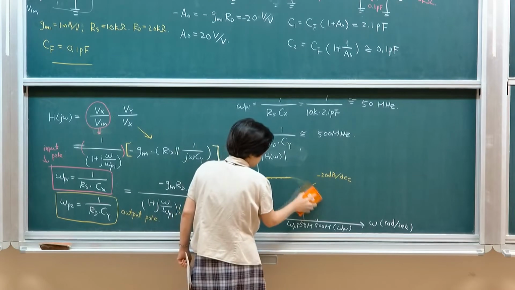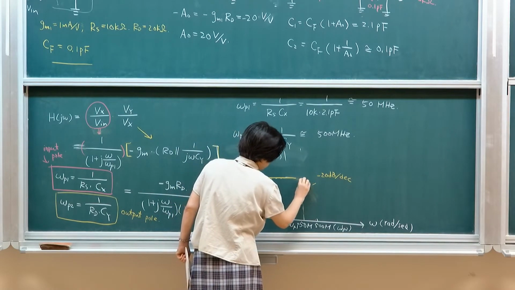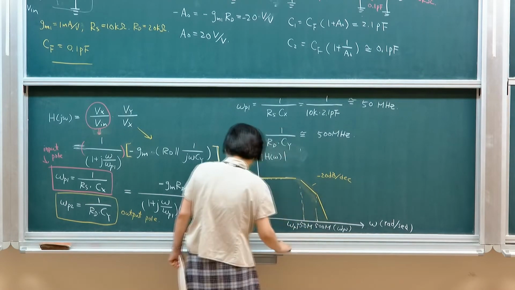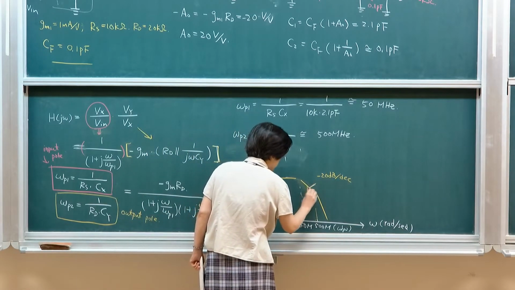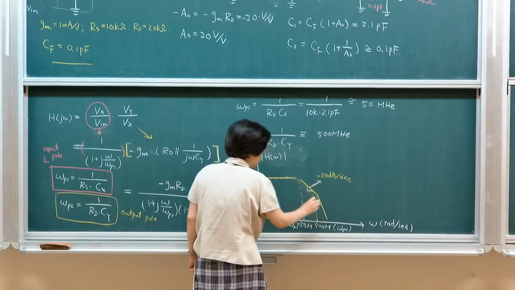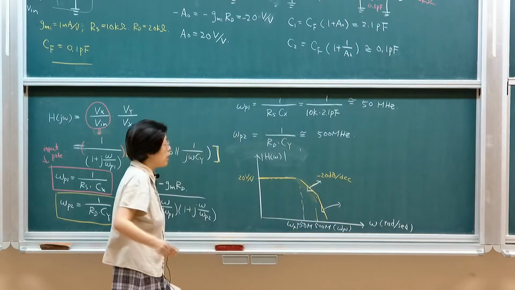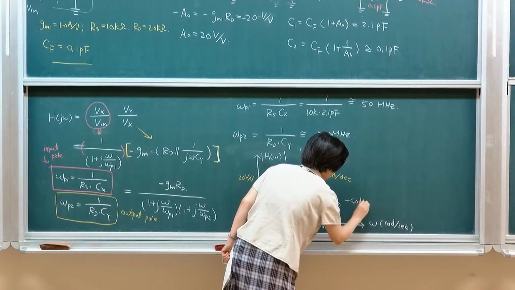Let me try not to move. You start with this, and then you have a slope. And then once we hit another one, it becomes sharper. So you have 2 slopes. In this region, you would experience minus 20. In this region, once it passes 500 megahertz, it will then be minus 40 dB per decade.